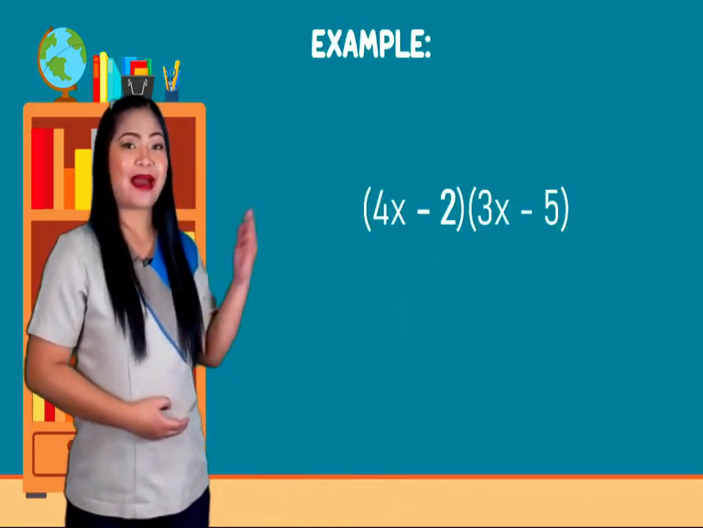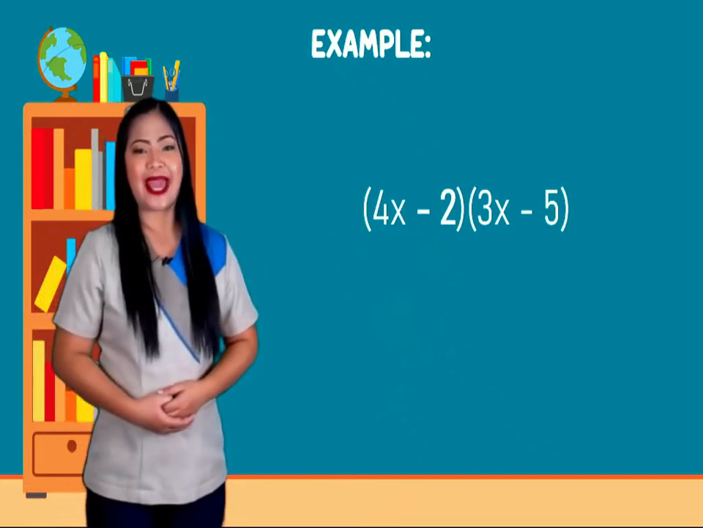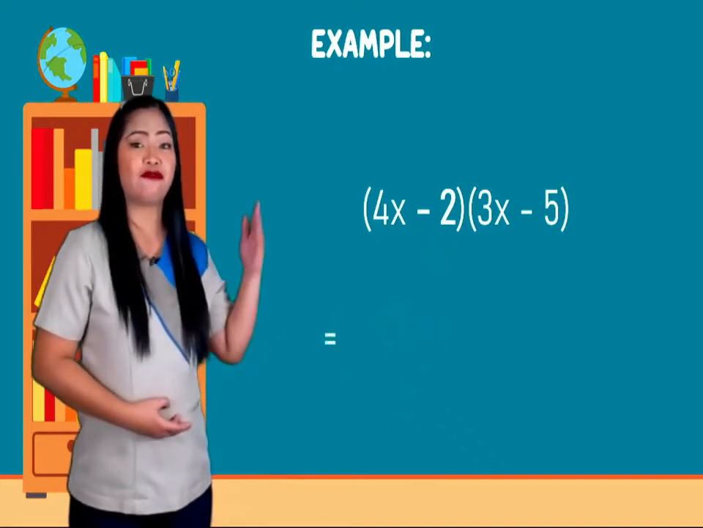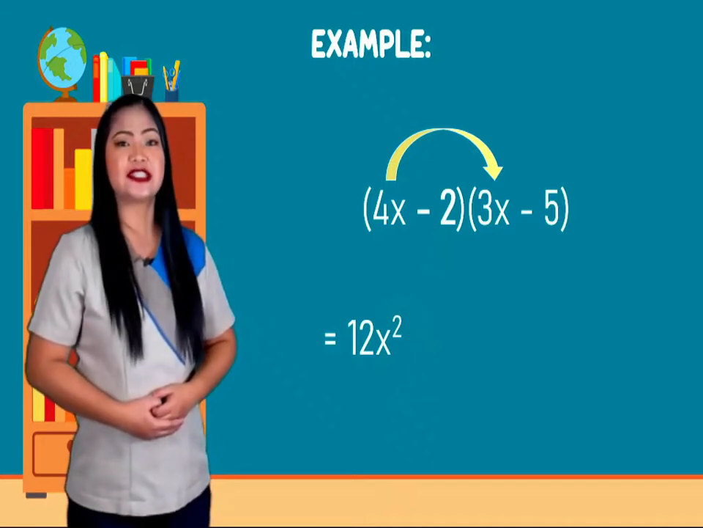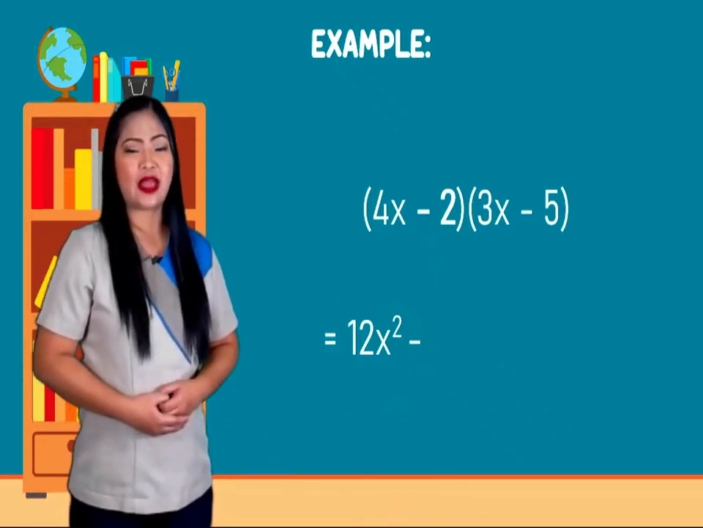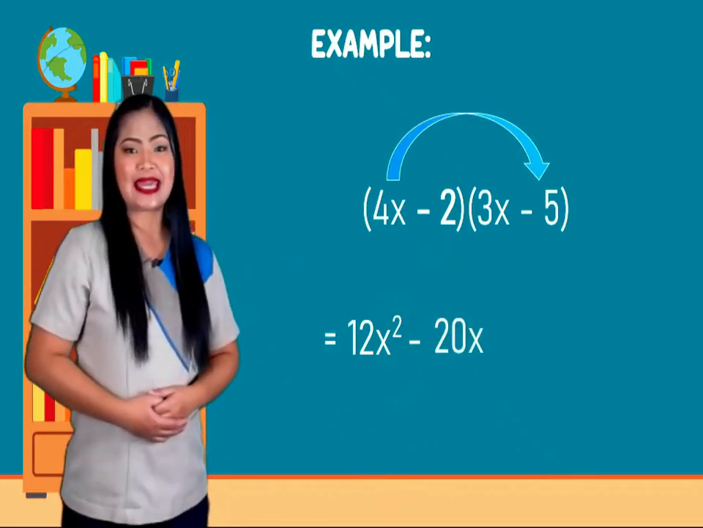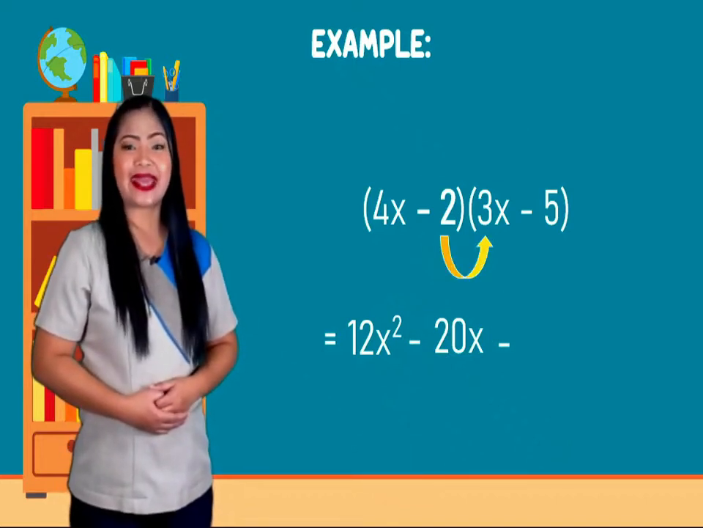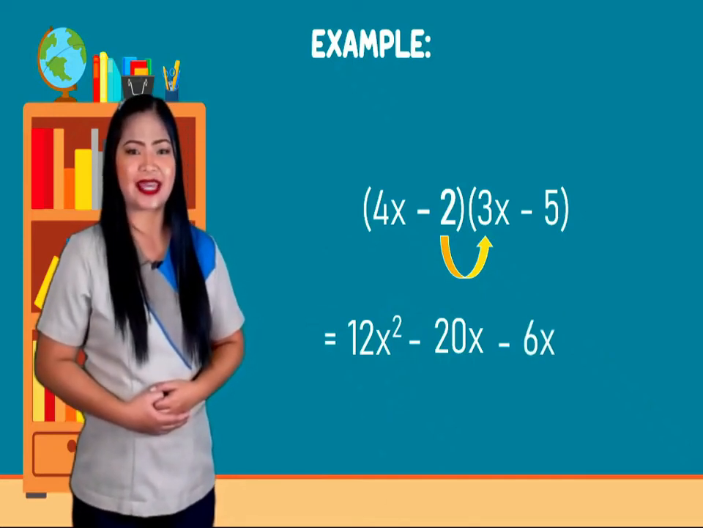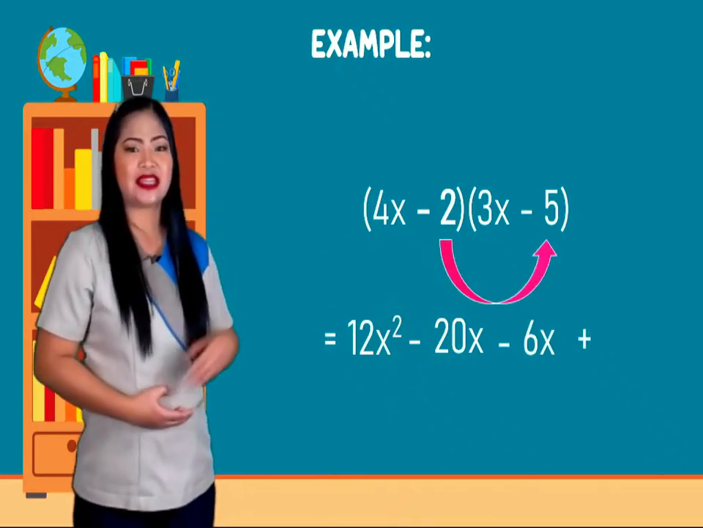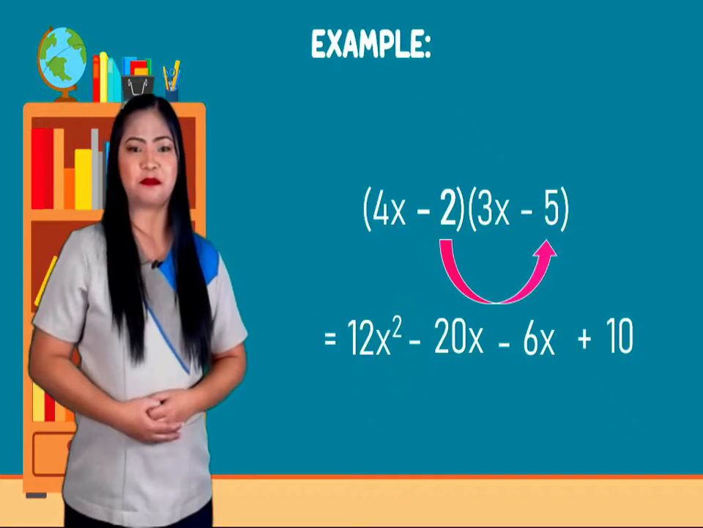Multiply 4x minus 2 by 3x minus 5. Applying FOIL method, we will have 4x times 3x is 12x raised to the second power. Then, 4x times negative 5 is negative 20x. Next, negative 2 times 3x is negative 6x. Finally, negative 2 times negative 5 is equal to positive 10.